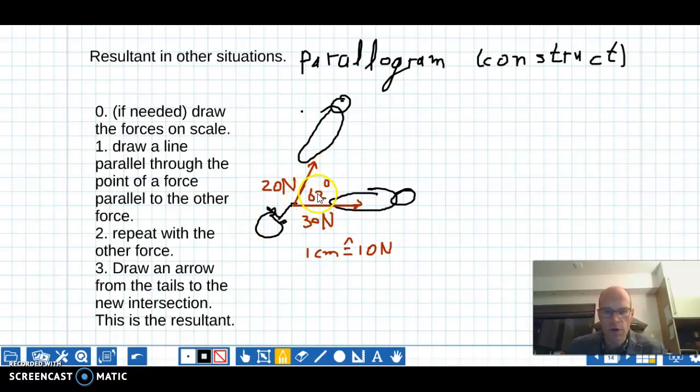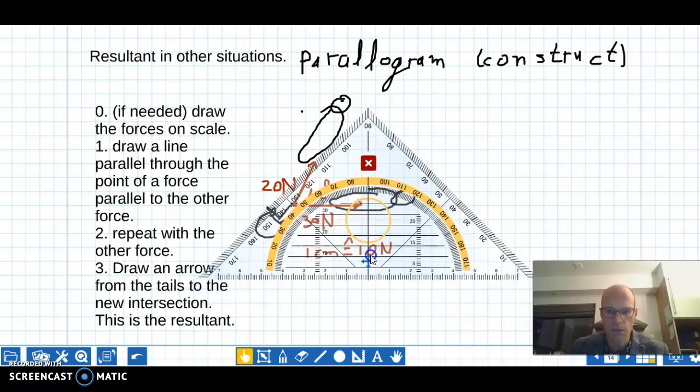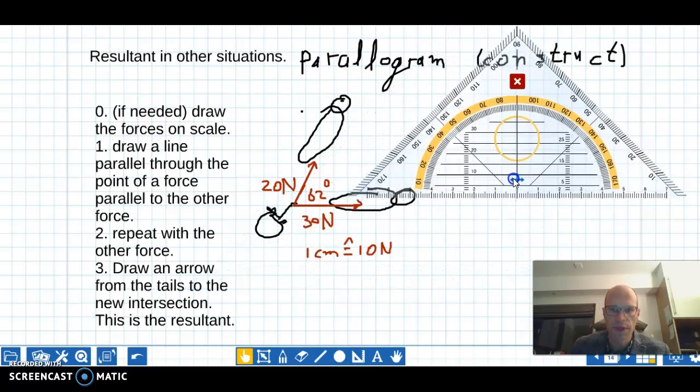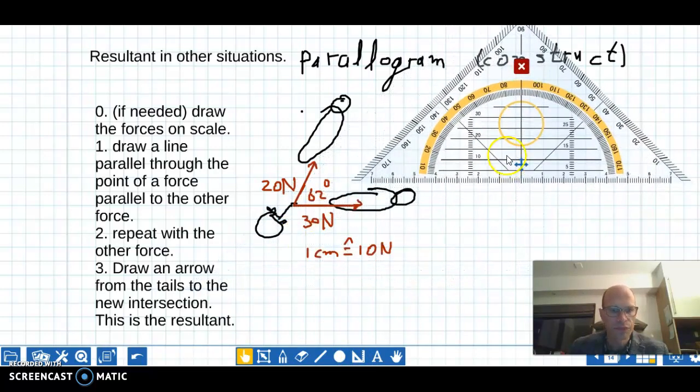If you want to follow me, do it by yourself, you can pause it and simply copy the situation and do my steps. Okay. We need to construct, we need to precisely draw, so we need a geo. So I am grabbing my geo. Here it is.